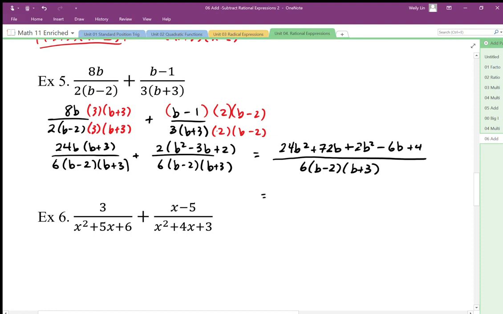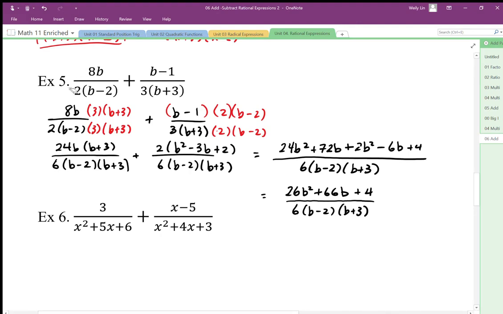Okay, so the last step is I'm going to combine my like terms. So 26b squared plus 66b plus 4. Okay, and so yeah, that looks right, and that's all over my lowest common denominator of 6b minus 2b plus 3. Now I just noticed that there is a common factor of 2 that can be factored out, and that common factor of 2 could have been factored here. That would have made our work a little bit easier, dealing with smaller numbers.